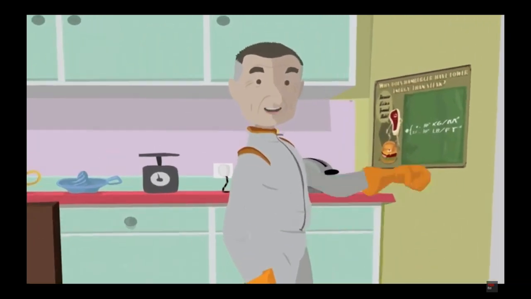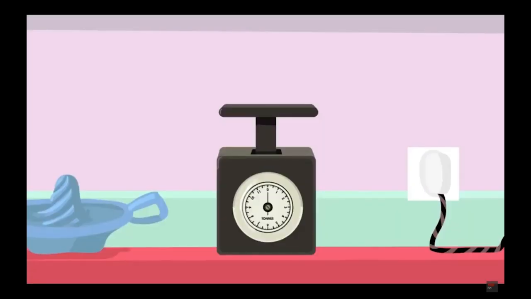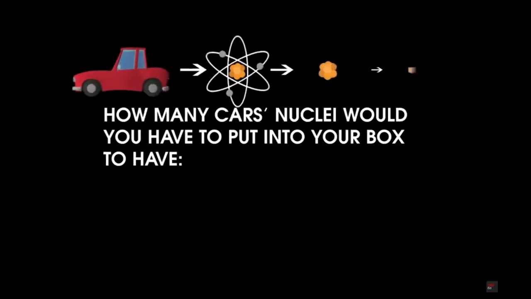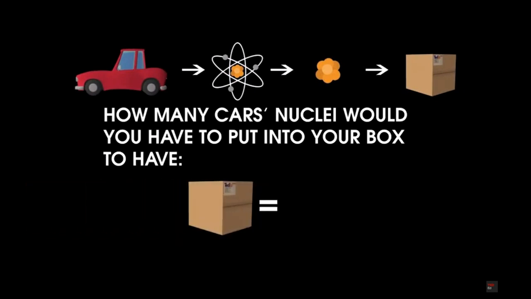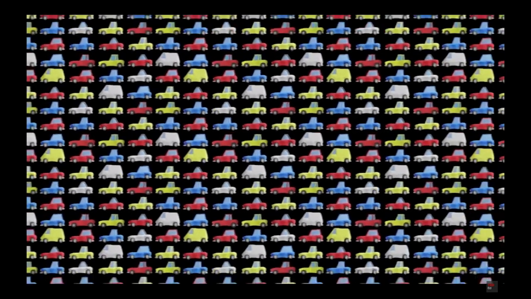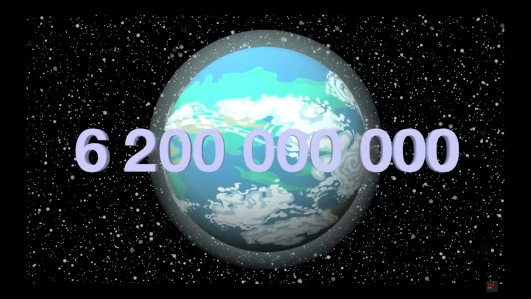Okay, here's what I want you to do. Make a box that is 1 foot by 1 foot by 1 foot. And let's go and grab all of the nuclei from a typical car. Now, cars on average weigh 2 tons. How many cars' nuclei would you have to put into the box to have your 1 foot box have the same density of a nucleus? Is it 1 car? 2? How about 100? Nope, nope, and nope. The answer is much bigger. It is 6.2 billion. That is almost equal to the number of people on the Earth.